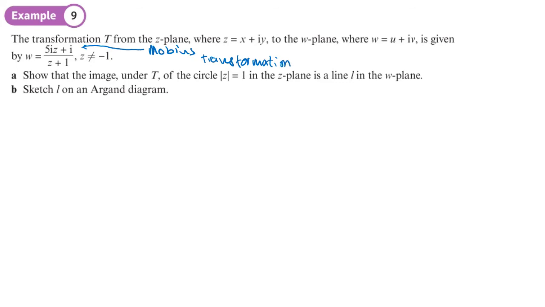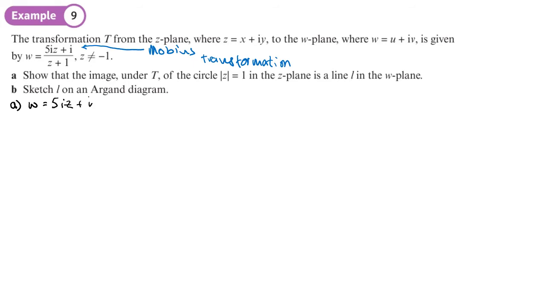And what we need to do in part A is show that the image under T of the circle, this is what we're starting with, in the Z plane is a line in the W plane. So what we want to show is when we start with a circle and we apply this transformation, we end up with a line in the W plane. We're probably going to want to work out the equation of that line, or at least be able to sketch it on our Argand diagram in part B. So let's start with the transformation that we've been given, which is this.